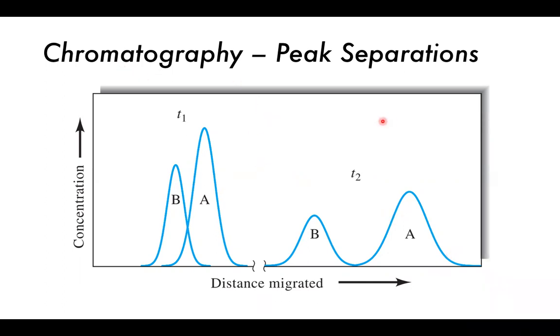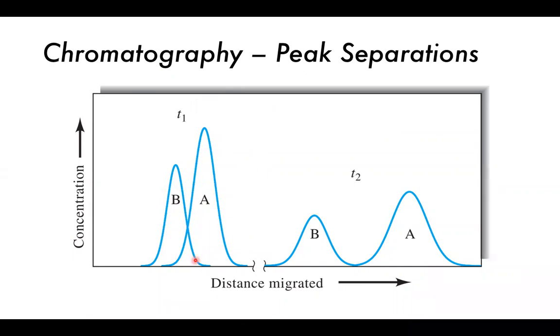So for the peak separations, for example, if we have concentration of the species versus distance migrated, we have separation here in T1, a very poor separation where we have overlap of A and B. And so it would be quite hard to get all of A out pure. In fact, it would be impossible using this technique and this setup because the peaks overlap. And so there's a significant amount of A which will be contaminated with B.